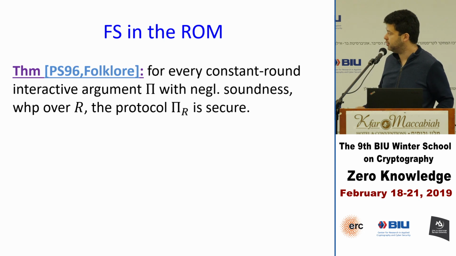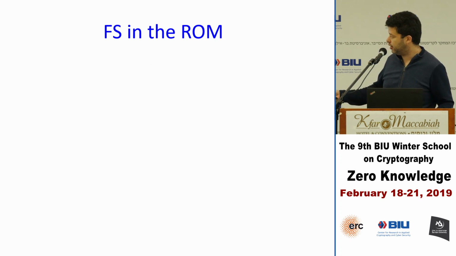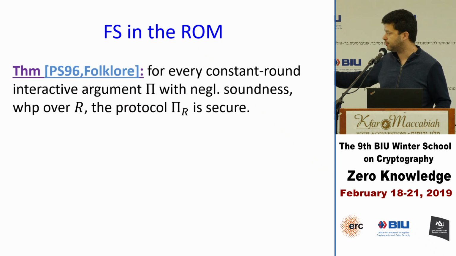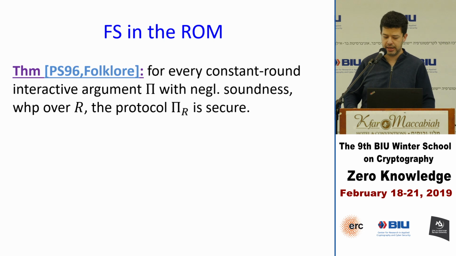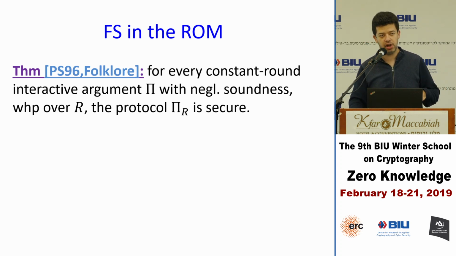So the claim says that if you take any constant round interactive argument pi that has negligible soundness, and you compile it in the way that we saw in the previous slide on the right, I'm going to call this new protocol pi sub fs, or rather pi sub r here. That protocol is going to be secure. Security is a little bit vague. I'm talking about somehow both soundness and zero knowledge, with the focus being on soundness.